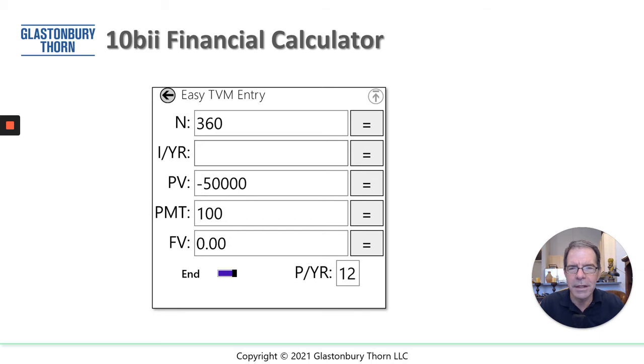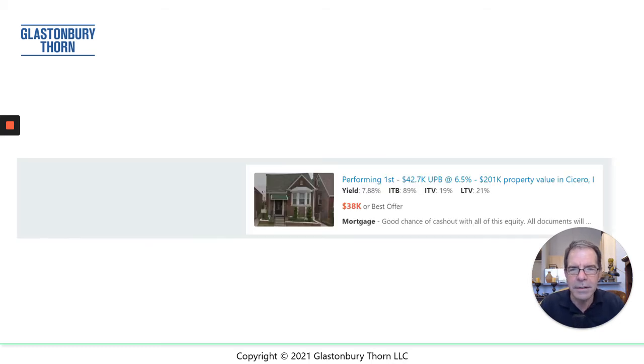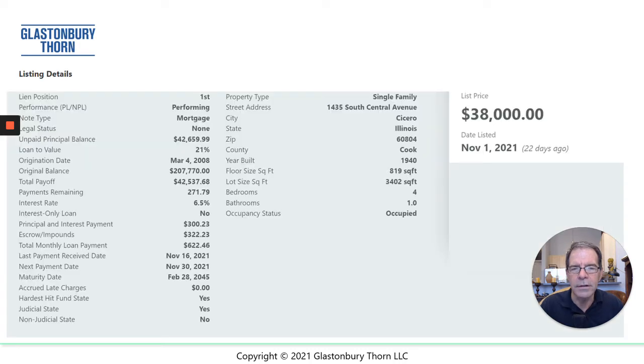So let's just take a note at random that is currently for sale. Here it is. It's for sale at $38,000, and it's a house. It's in Illinois, and the yield is said to be 7.88%. So that's what the seller says the yield is. What if we wanted to verify, is it really that yield?